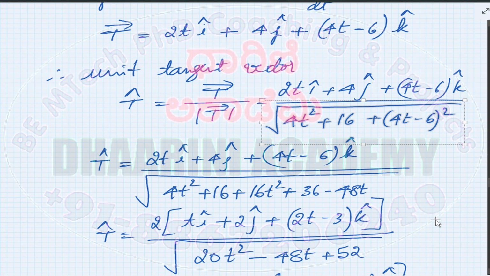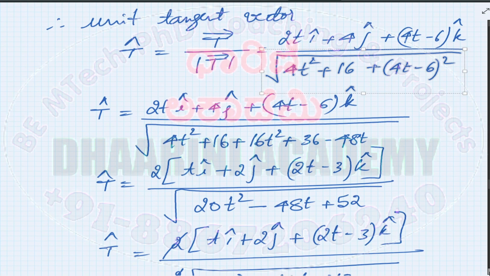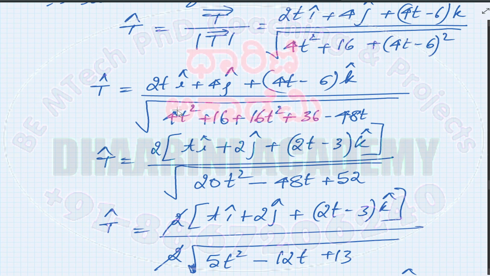Now, in order to simplify this further, we have to make the substitution and simplify. So 2t whole square becomes 4t square. Then we have 16 as it is. Then 4t minus 6 the whole square will be 16t square plus 36 minus 48t. How did we obtain that? It is (a minus b) whole square, a square plus b square minus 2ab. Now in the numerator, I can see there is a term 2 common in all of them. So we'll write 2 into this: the first term has t, the second term has 2, the third term has 2t minus 3 because 2 has gone out. i, j, k will remain as it is.